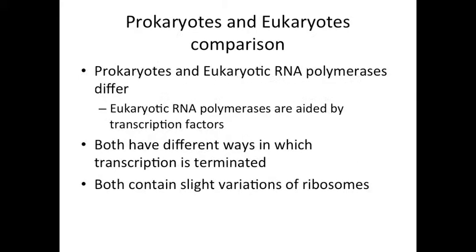In prokaryotes and eukaryotes, RNA polymerases are different. In eukaryotes, RNA polymerases are aided by transcription factors. Both have different ways in which transcription is terminated, and both prokaryotes and eukaryotes contain slight variations of ribosomes.